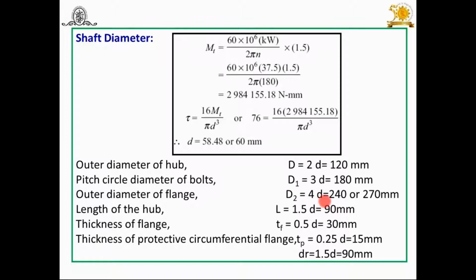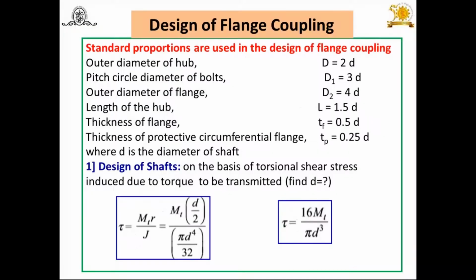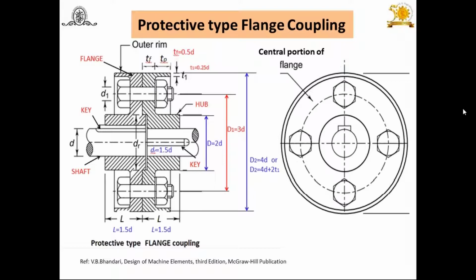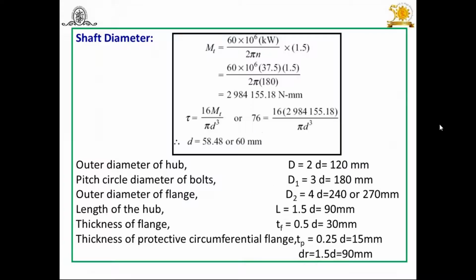If you use 4D, you will get 240, and another expression, 4D plus 2 times T1, that is 270 mm. Try to understand how. In the figure I have already mentioned it. Look at this, don't get confused. You can take D2 equal to 4D or D2 equal to 4D plus 2T1. T1 means 0.25 T, you can substitute here. So you have a choice. Both equations are written here.